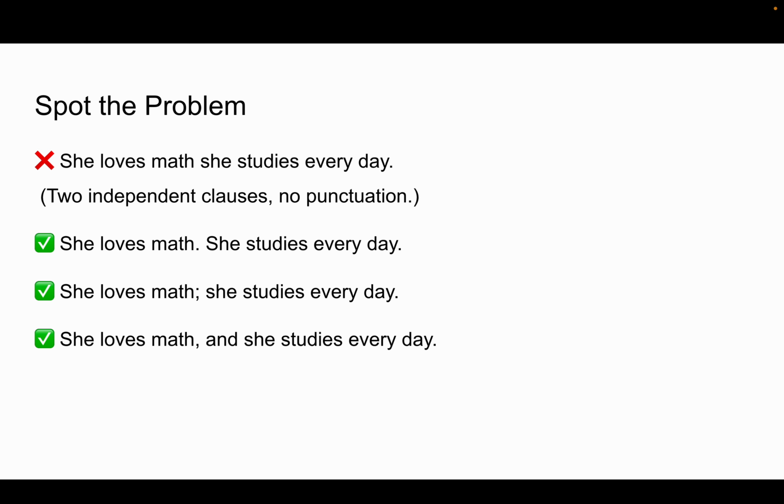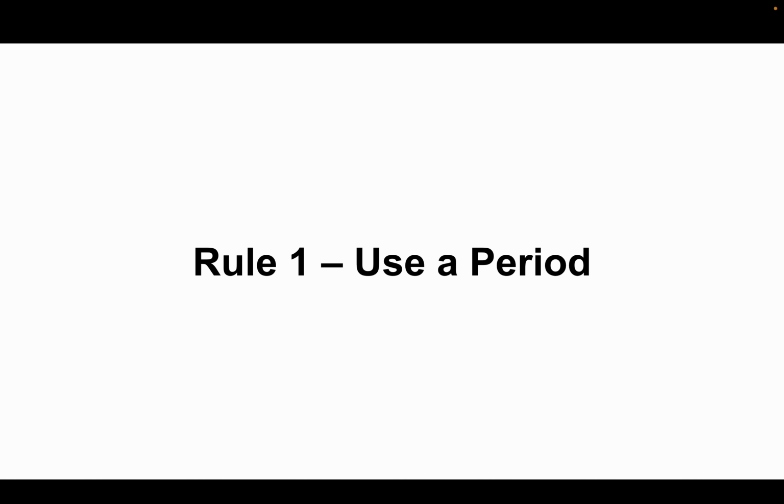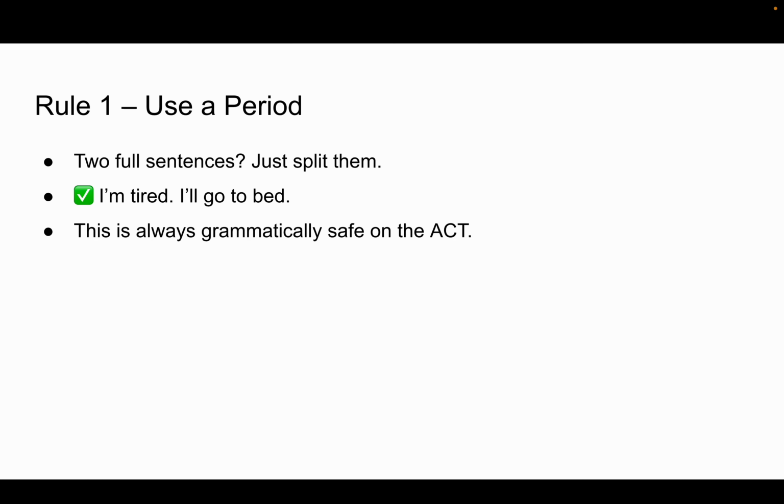run-on sentence. So let's go to rule number one, which is using a period. This is the easiest fix. You have two complete sentences, you just split them with a period. The example here is, I'm tired, period, I'll go to bed. And essentially this is always grammatically safe on the ACT because it correctly separates them.